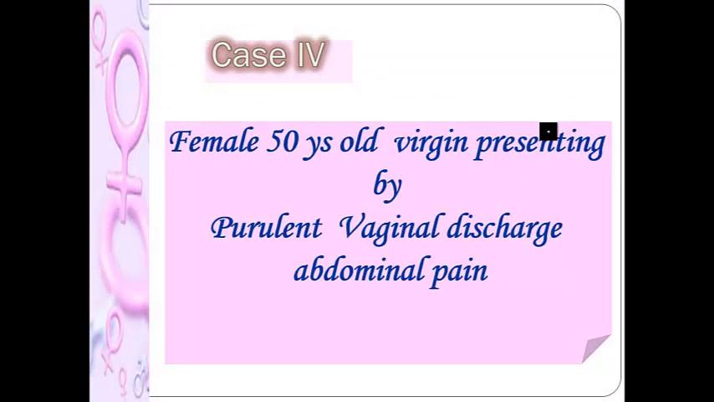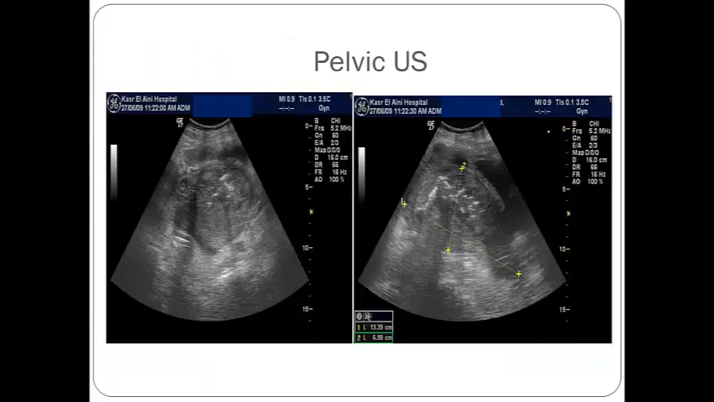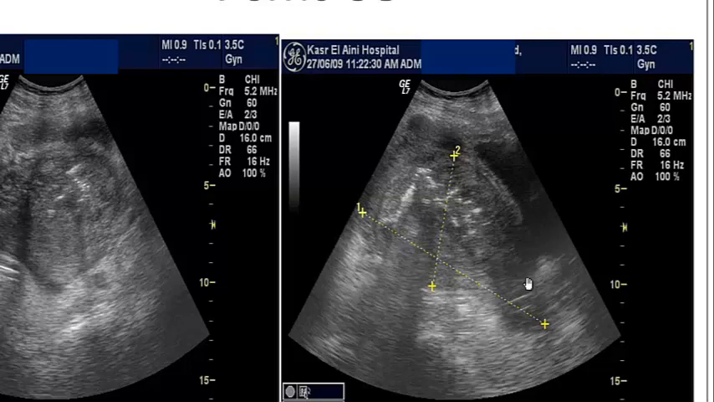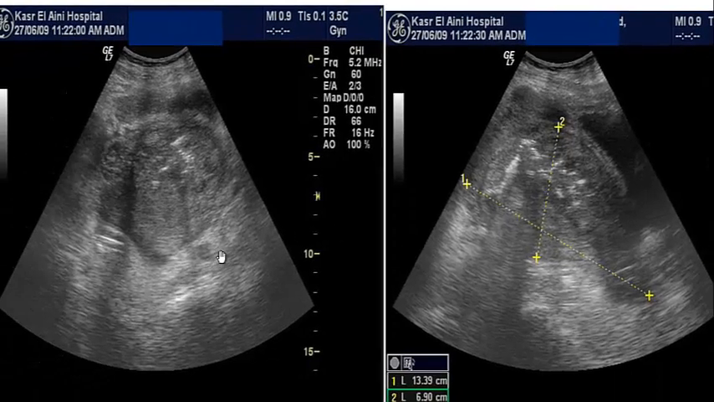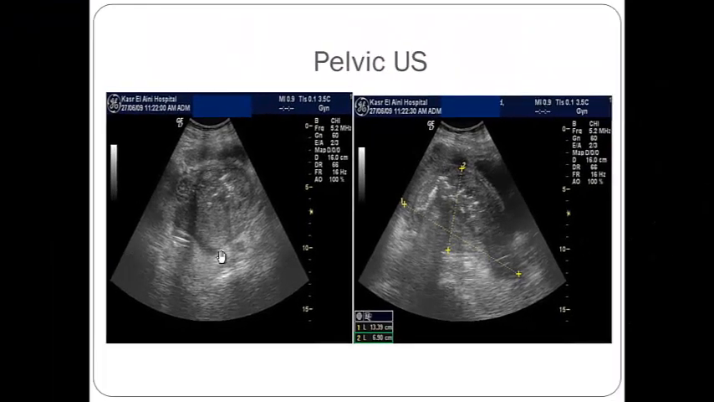This is a 50-year-old virgin presenting with purulent vaginal discharge and abdominal pain. That was her ultrasound first. Enlarged uterus. Here we can see this. What is this? This is just speckling of air. It's air, this is speckled artifact. This is air inside. When you find air inside, then we are talking about infection. So this is air inside the uterine cavity.